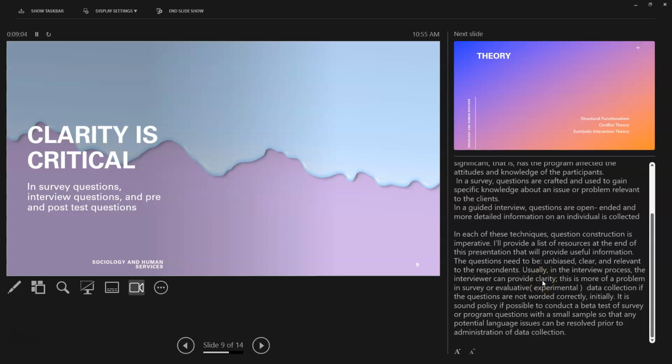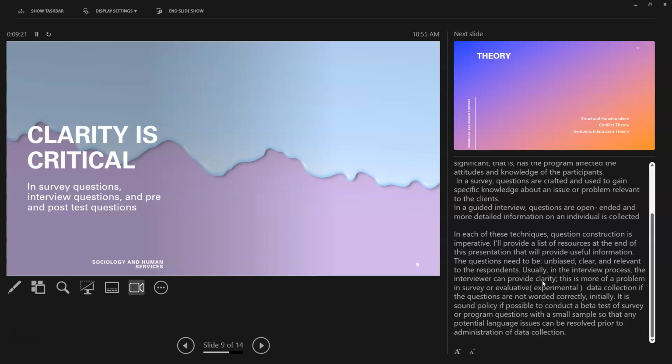In each of these techniques, question construction is imperative. I'll provide a list of resources at the end of the presentation that will provide useful information. The questions need to be unbiased, clear, and relevant to the respondents.